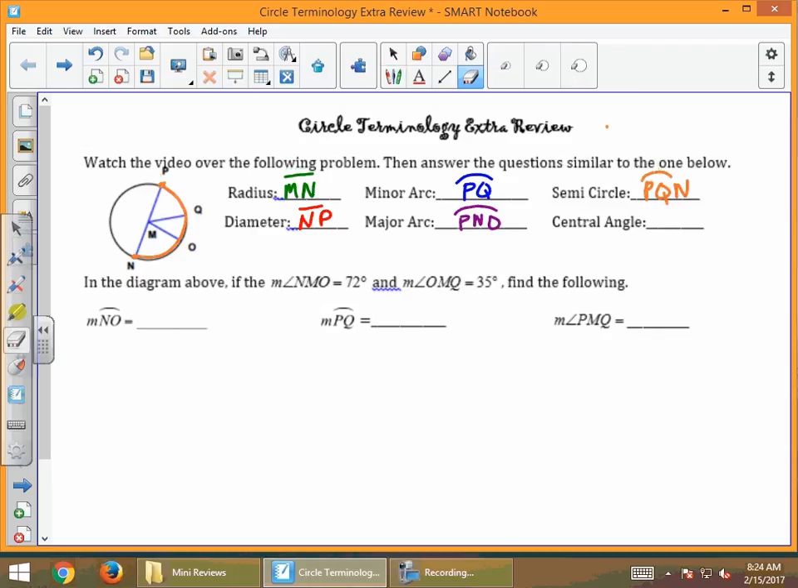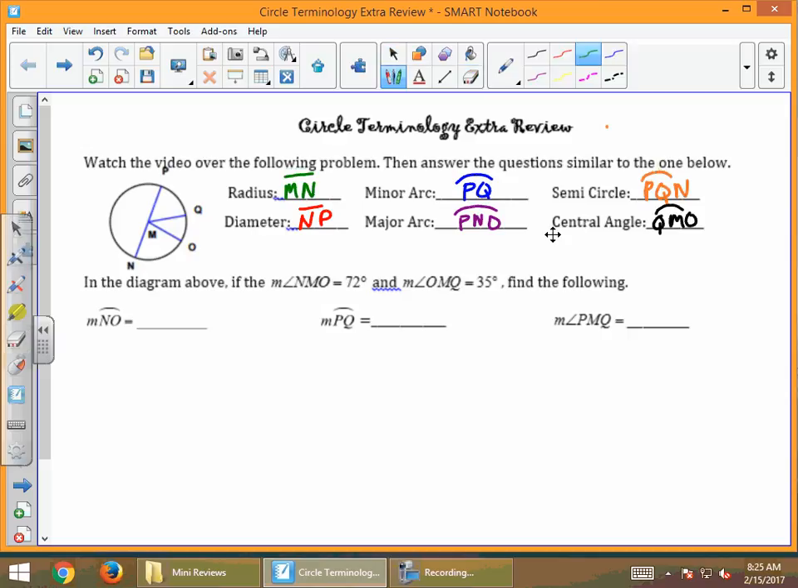And then a central angle. A central angle is just an angle whose vertex is at the center. So the vertex has to be M. So just one example could be QMO. Another one could have been PMQ or NMO. Those are all examples of a central angle. The vertex is on the center of the circle, so your vertex has to be M.